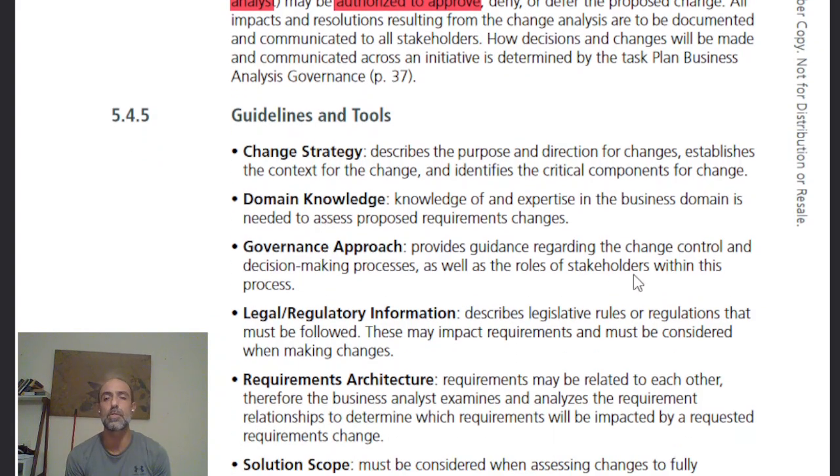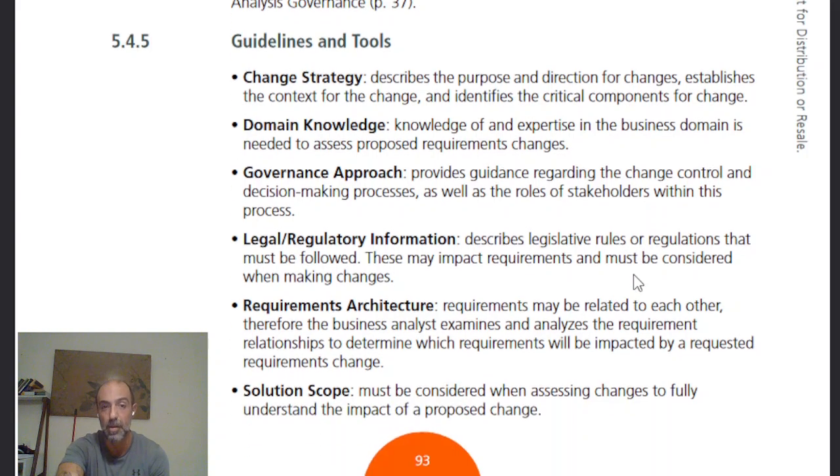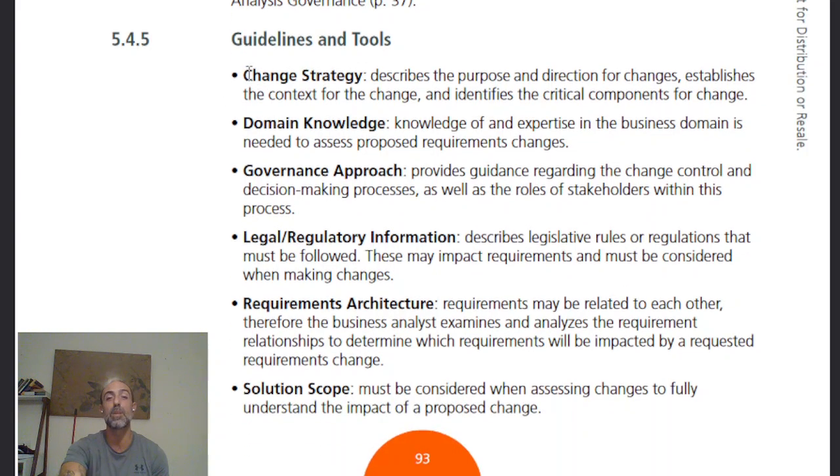Guidelines and tools. Change strategy describes the purpose and direction for changes, establishes the context for the change, and identifies the critical components of the change. Change strategy is something that we did before, right? And ultimately, with every change that we want to add, we go back to the strategy and see if the strategy actually fits or not.